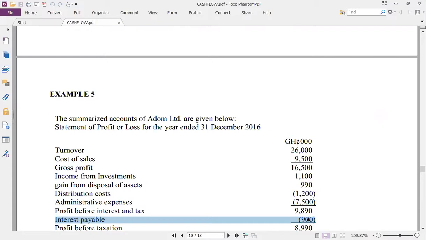So this figure will be treated 2 times. It will be added back and be subtracted finally. Here I will treat it under financing, because this is not a bank or a financial institution. Adom Limited. I can see sales, turnover, cost of sale, gross profit.